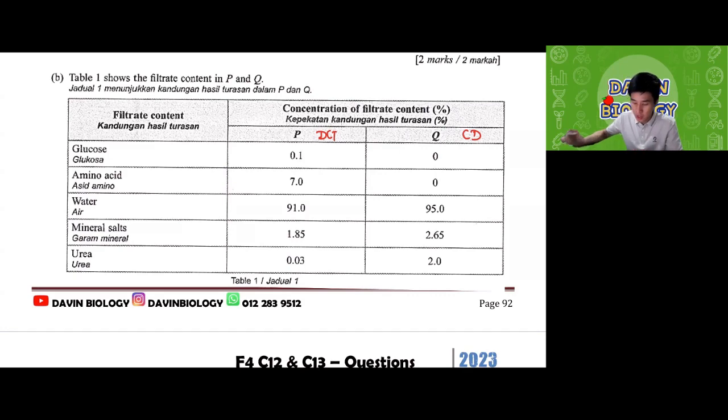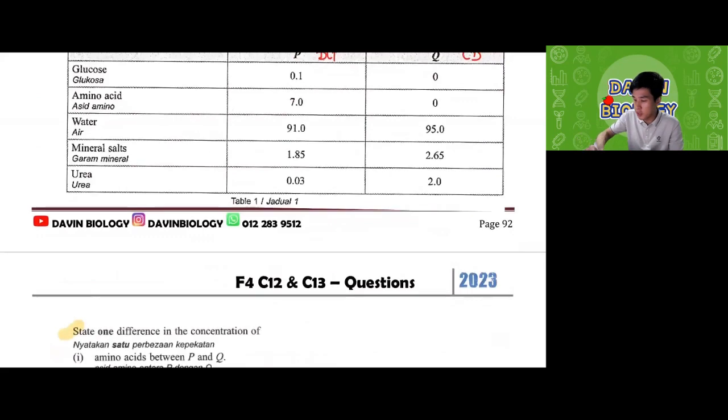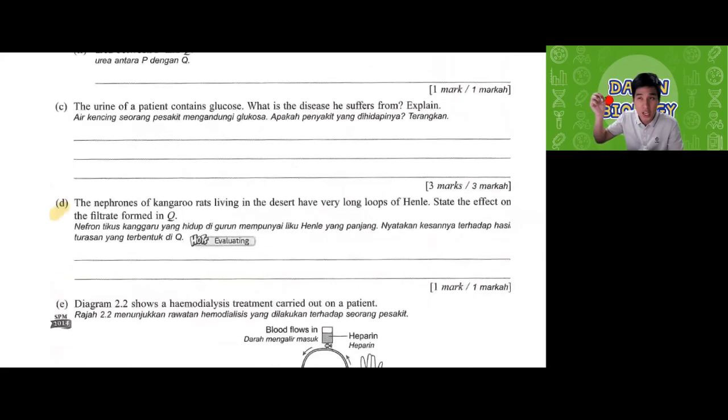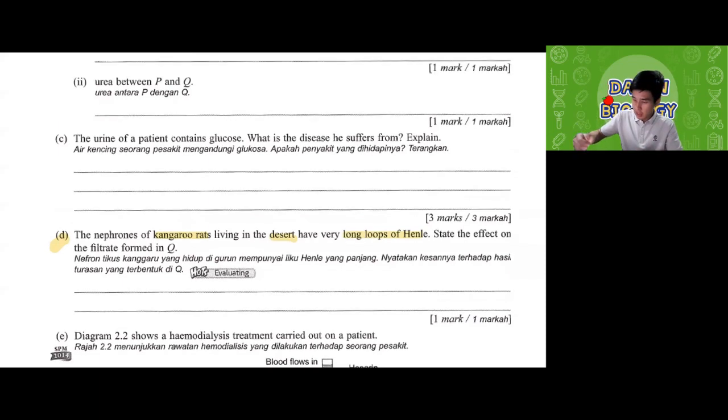Then these two represent nothing much. Okay, D. The nephrons, later we'll do one question to explain this one. Let's do this one first. If you look at D, they ask about the nephrons of kangaroo rats. Kangaroo rats are animals that live in the desert. Some, like camels, have very long loops of Henle. Let's answer this part first. Why do animals that live in the desert have a long loop of Henle?